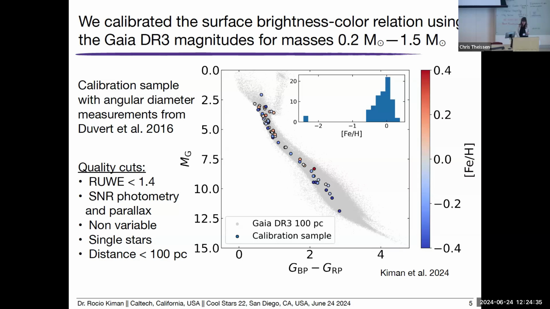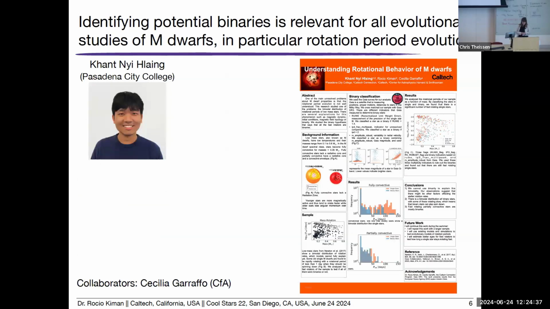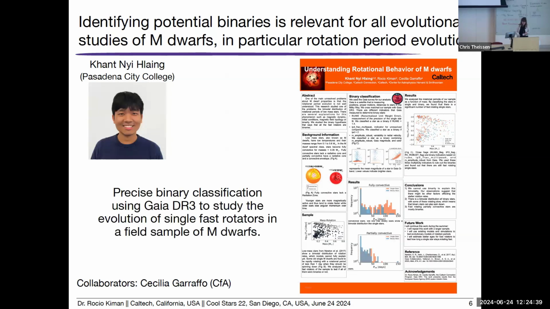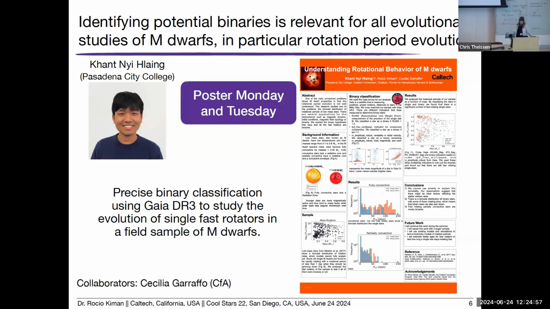So as probably everyone knows, binaries are extremely important when talking about studying the evolution of single stars. And in particular, my student Kent has been working on a definition of how to find binaries using parameters from Gaia DR3. And he's using this precise calibration to study the evolution of single stars of fast rotators in the field. So he has a poster Monday and Tuesday, so I'll encourage you to go and talk to him about it.